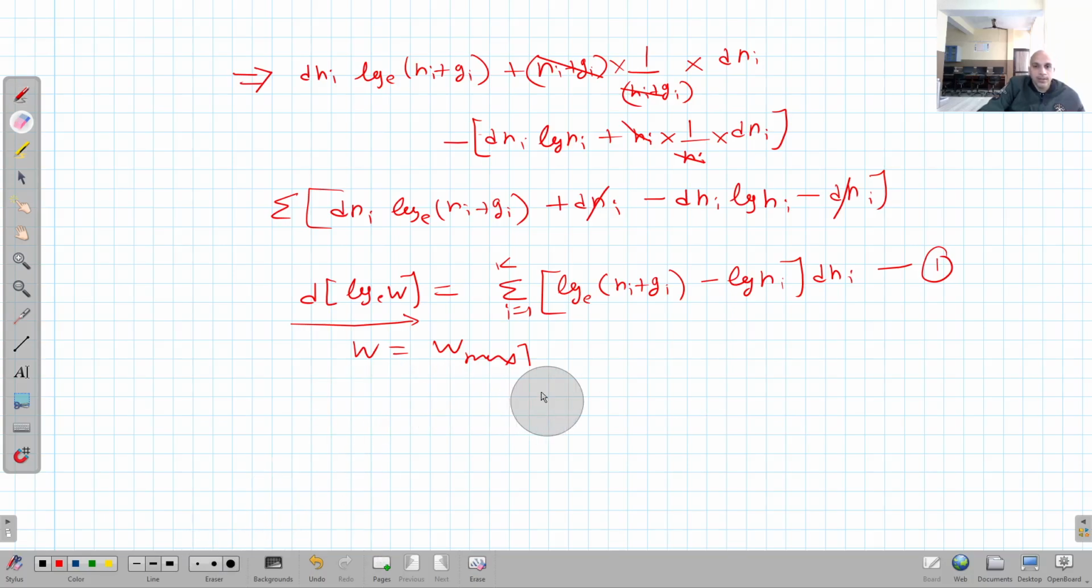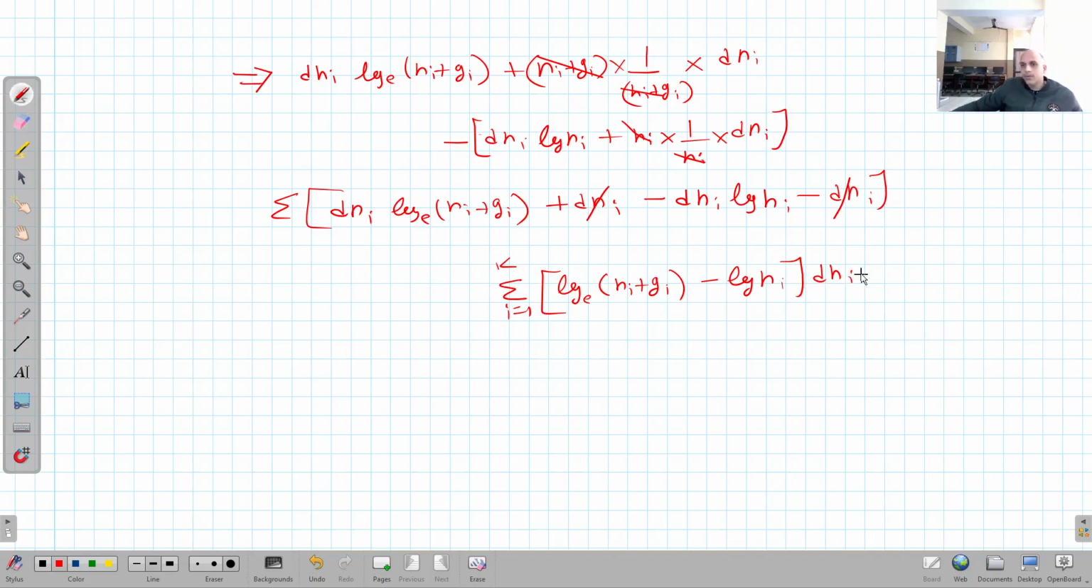So I can write here, this is equal to 0. Clear? Now this is the equation. Let this be equation number 2. Now I'm going to apply two constraints on the system that we have assumed in the beginning.